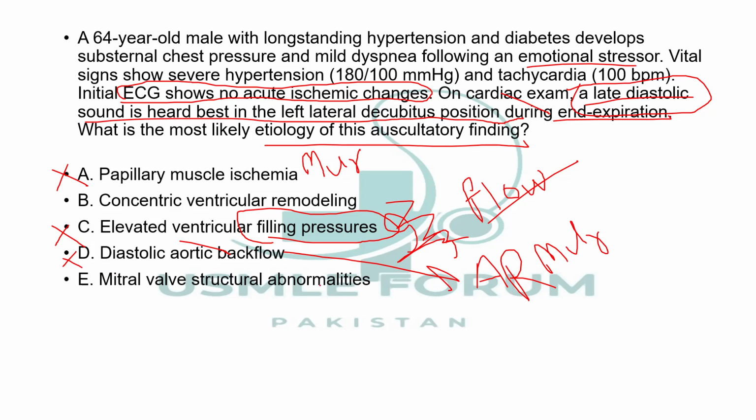Mitral valve structural abnormalities. Again, valve abnormality. This would present with a murmur. No murmur in this question. They would have given you a murmur. They would have given you an audio file. Believe me. So the only option that we have is this one, and this is correct because concentric ventricular remodeling shows hypertrophy, right?